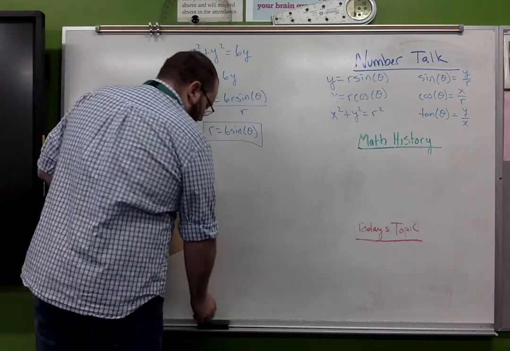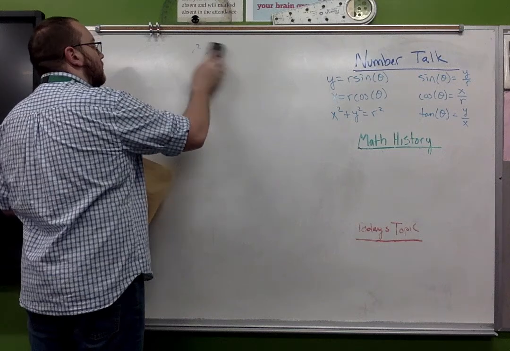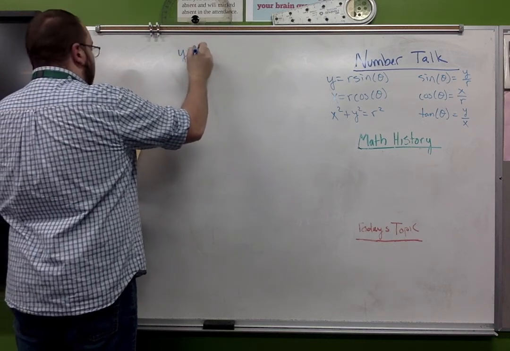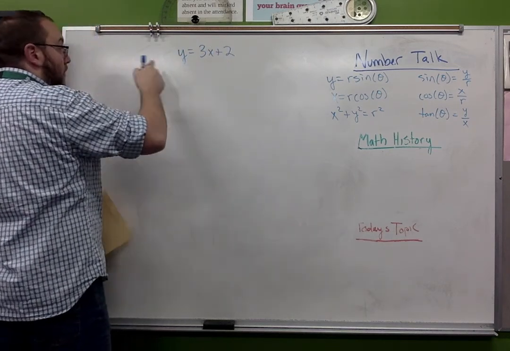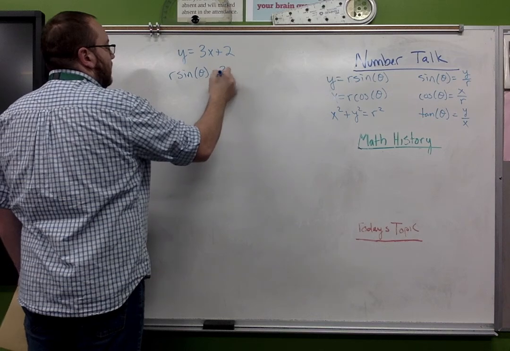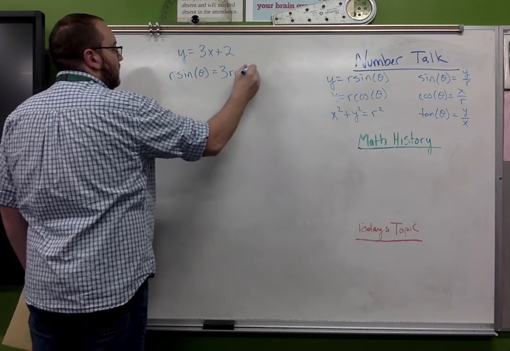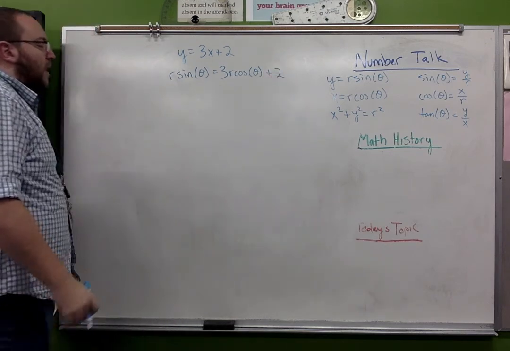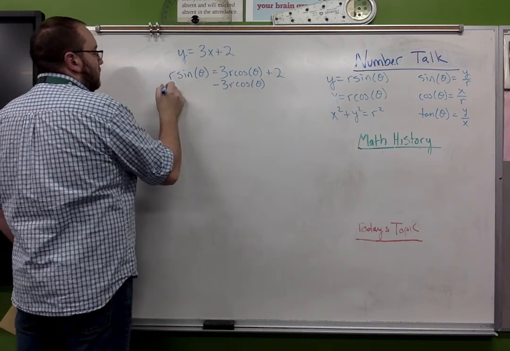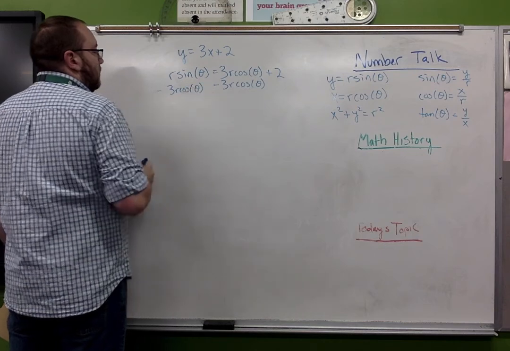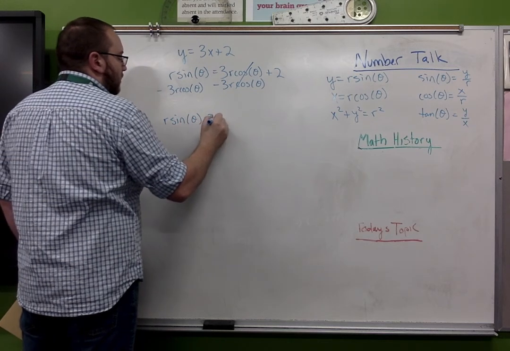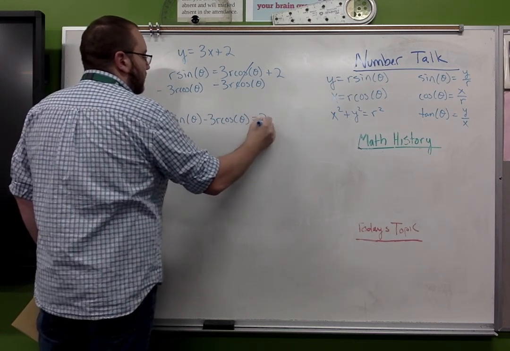Okay, now example 8 on the next page. Let's see here. y is equal to 3x plus 2. So y is r sine theta. So we got r sine theta equals 3 times x. x is r cosine theta. So r cosine theta plus 2. I want to get r's by itself, so I'm going to subtract 3r cosine theta from both sides. So then we get r sine theta minus 3r cosine theta equals 2.